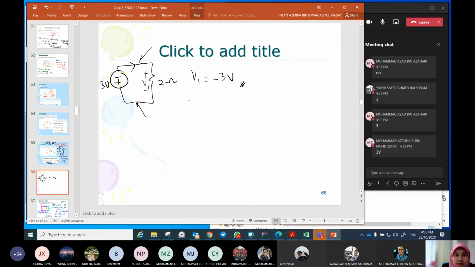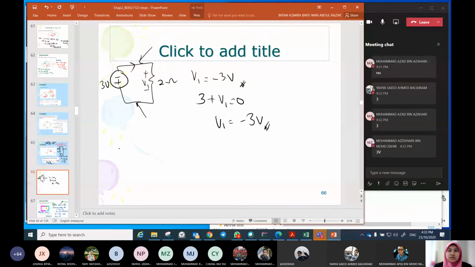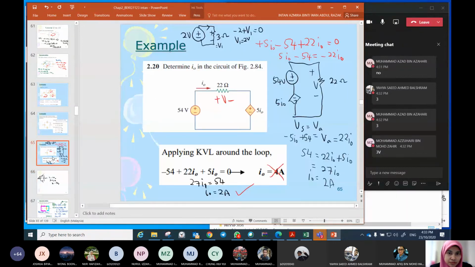Now let's write KVL equation. 3, positive 3 plus V1 is equal to 0. V1 is equal to minus 3 volts. So it is better to write KVL equation if you are confused. KVL equation is summation of voltages in a closed loop path is equal to 0.